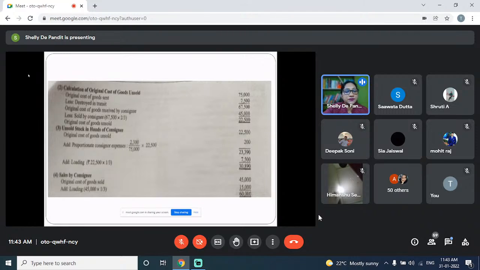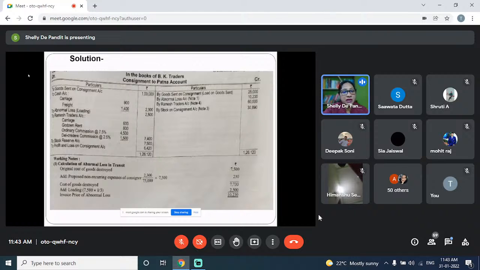You add all these figures, and now you add the load. So your load is what? Once again, one-third of your cost. So your load is 7500. So the price of the goods is 30,000, and the closing stock value stood as 30,890.